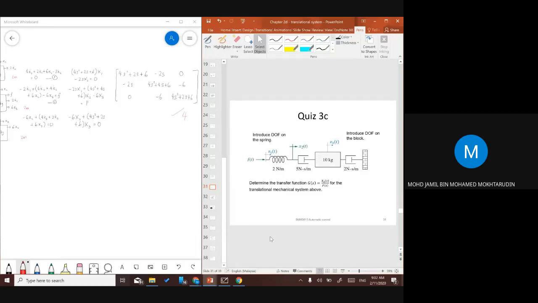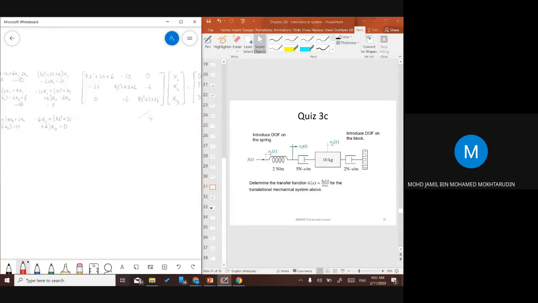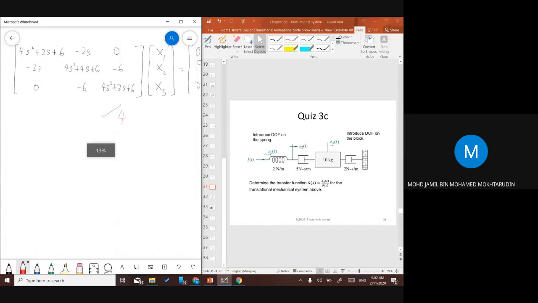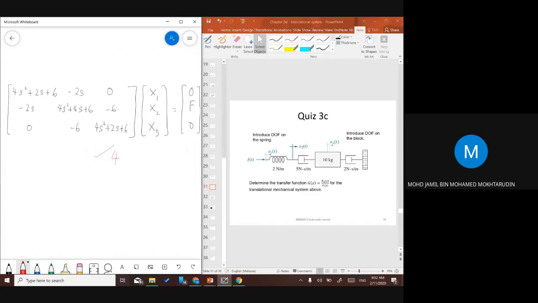Okay, so again here, you need to look at the matrix. It must be symmetric, okay? Okay, so here, same with this. This one, same with this one. And this one, same with this one. Okay, so if not symmetric, then salah lah.